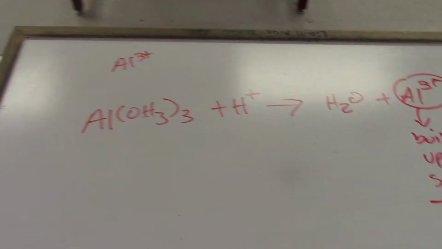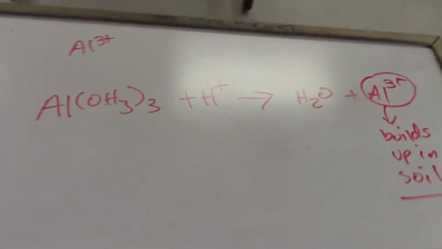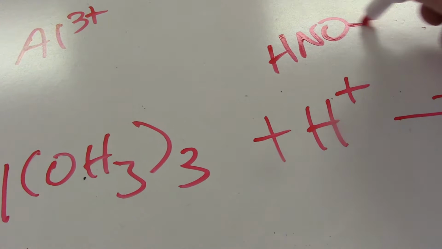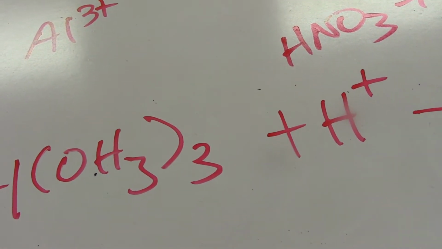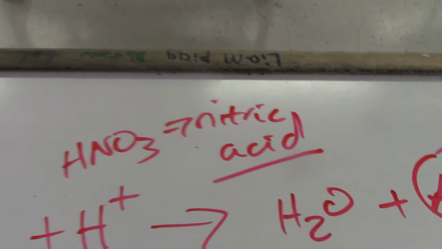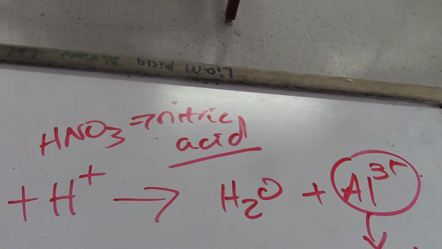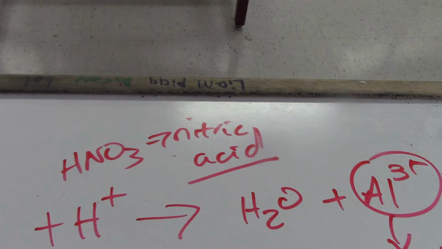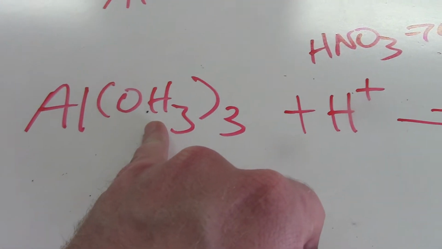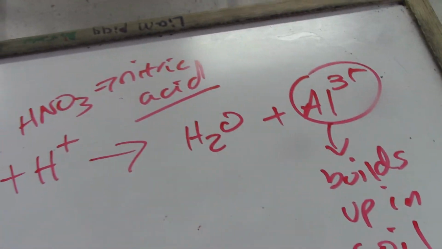So the hydrogen from the acid precipitation, right? So this would be like HNO3 or something like that, right? That would be the nitric acid. If it's falling from acid precipitation, because it's dissolved in water, the H plus would be liberated, and then it would bond with the OH negative in the aluminum hydroxide and make water, and then the aluminum would be released and free to do whatever it wants, which is to build up in natural ecosystems.